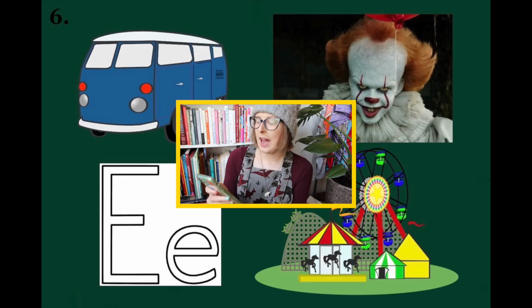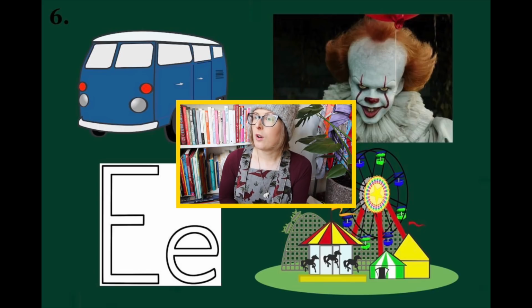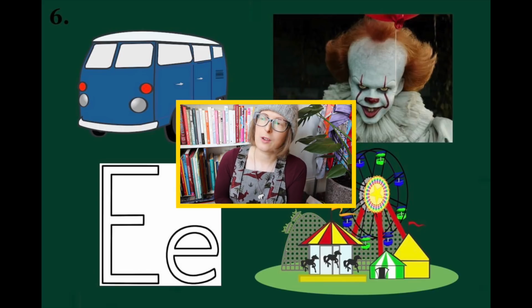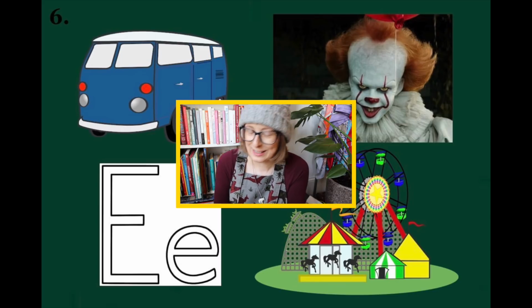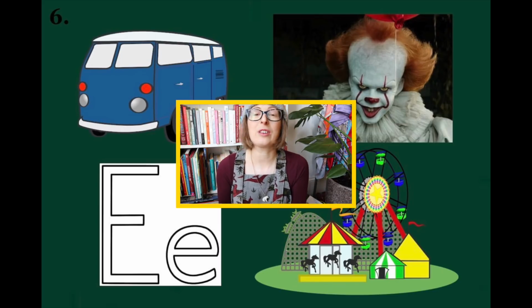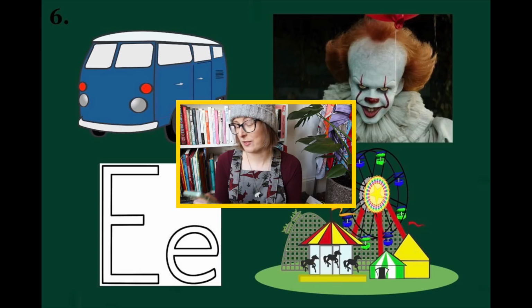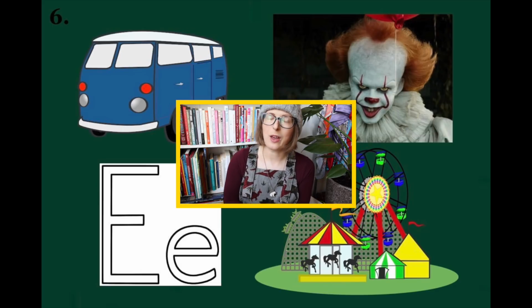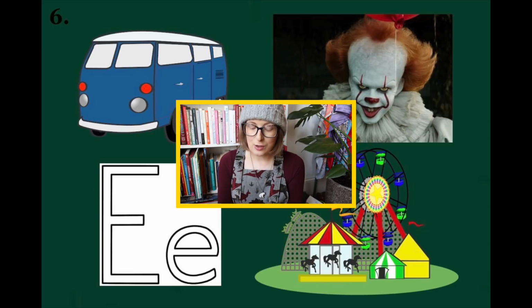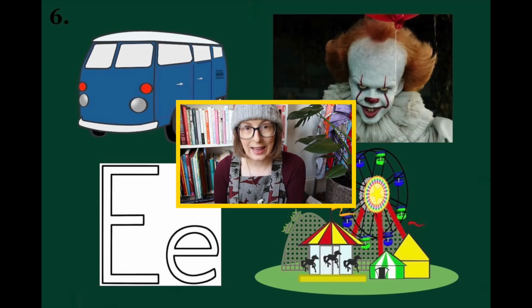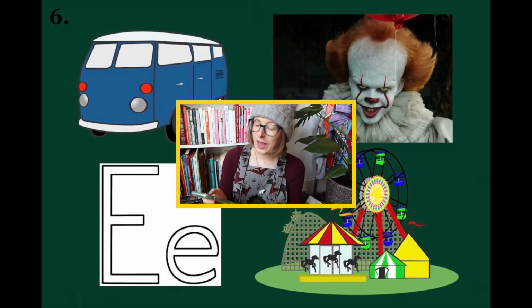Number six, we have a van. Then we have a picture of, what is his name? I was gonna say Periwinkle, that is wrong. Pennywise. Pennywise from Stephen King's It, which I have never read and never seen. Then we have the letter E, and then we have a fairground. So this was Vanity Fair by William Makepeace Thackeray.